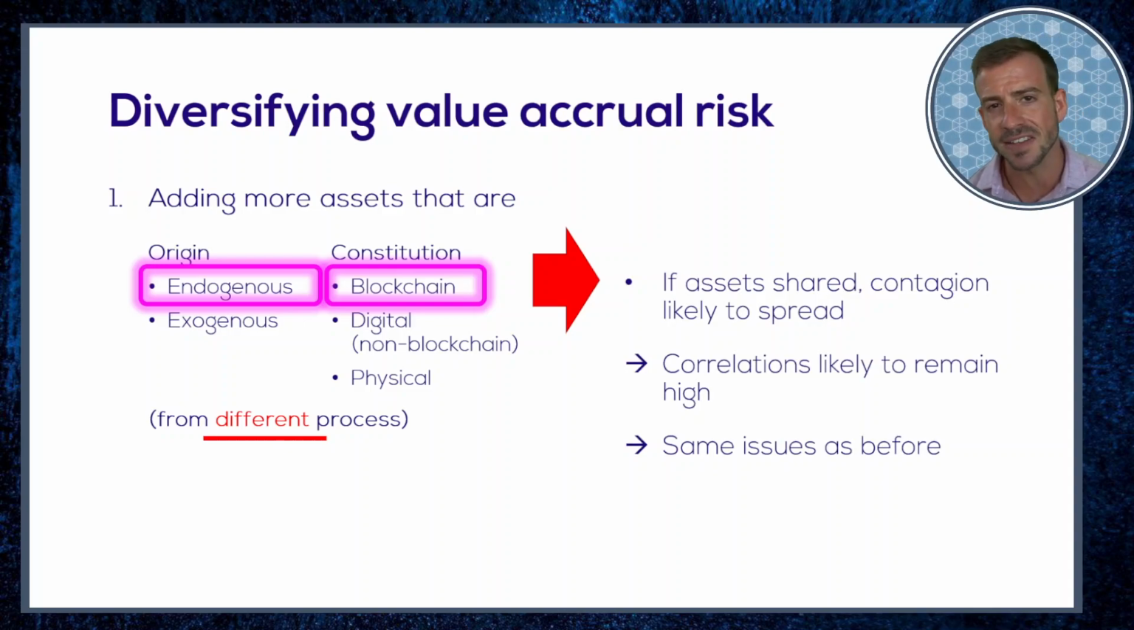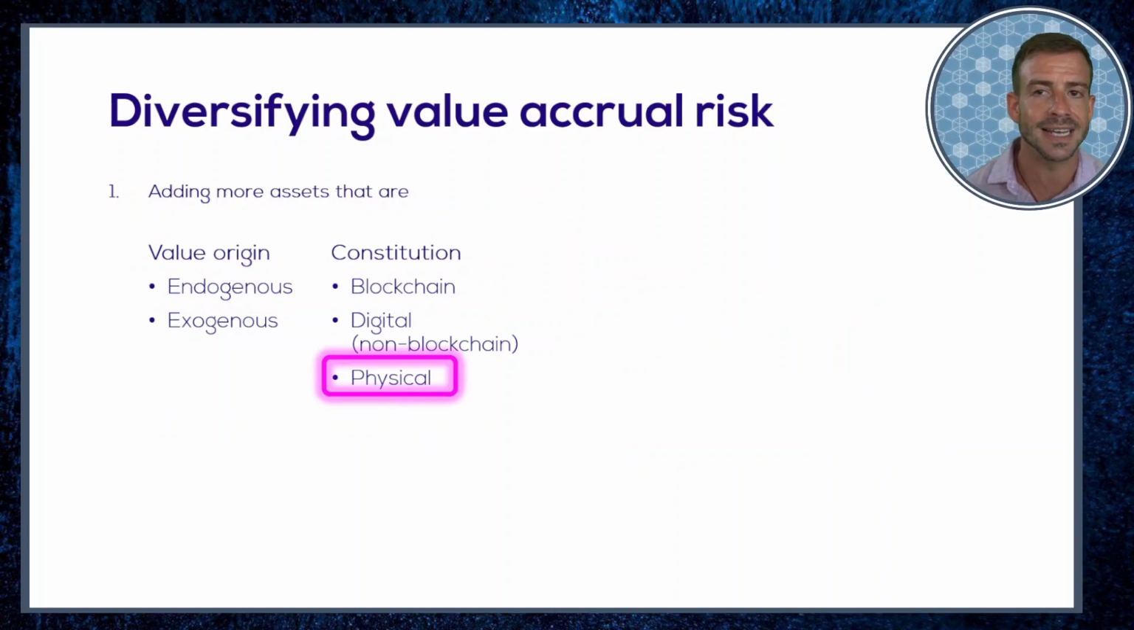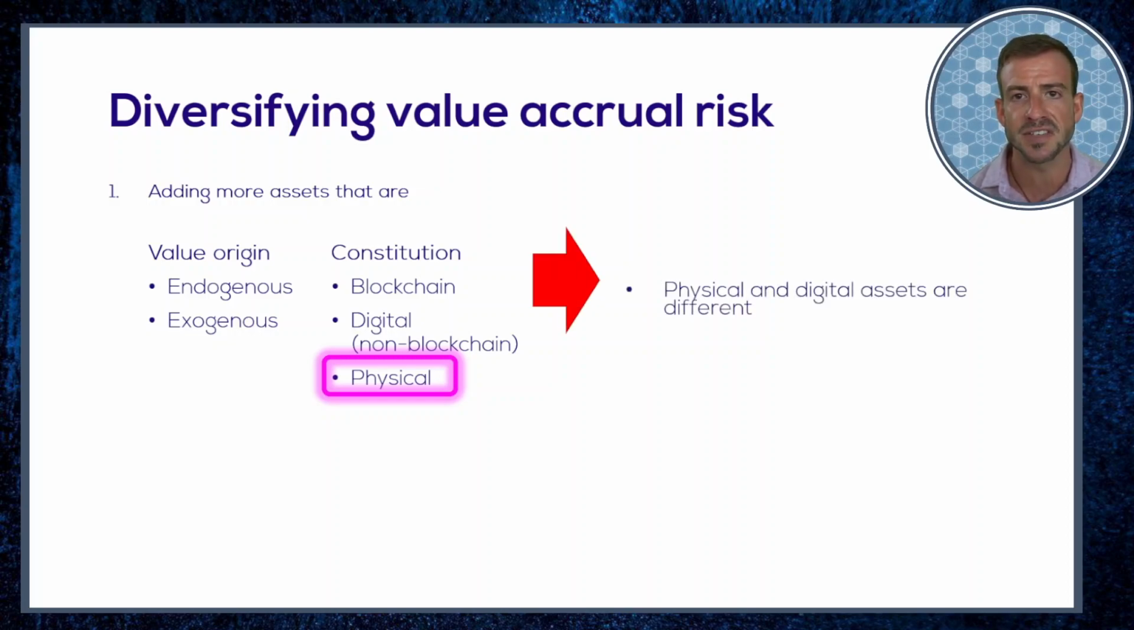Okay, so let's try something that's more obviously different. How about giving token holders a claim on an off-chain physical asset? Well, it sounds like a good diversification play, right? Instead of giving users claims to other blockchain assets, we're now giving them a claim to something that's entirely different. It's physical. Seems reasonable. But the differences in asset constitution are not a sure guide to creating substantive diversification of risk. That's made clear by the example of Stepn's physical footwear.